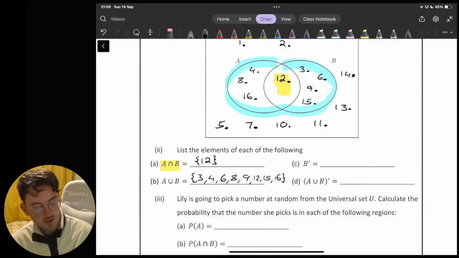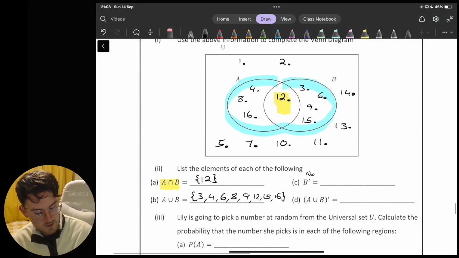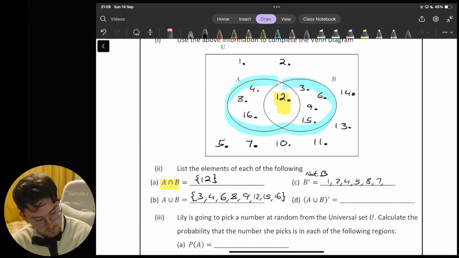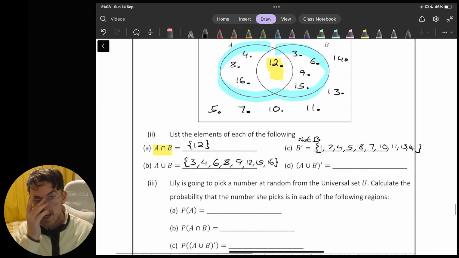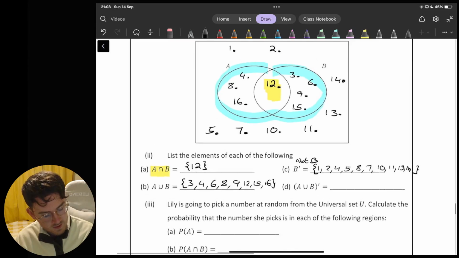B complement means not B. So anything that is not in B. So we're looking at like 1, 2, 4, 5, 8, 7. Okay, as we said, we try where we can to maybe keep it in order, but if not possible, we don't. And I need to make sure as well that I don't forget my brackets there. And then A union B complement is anything that is not in A union B, so that is everything on the outside.